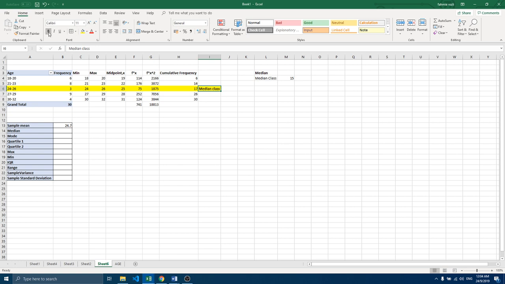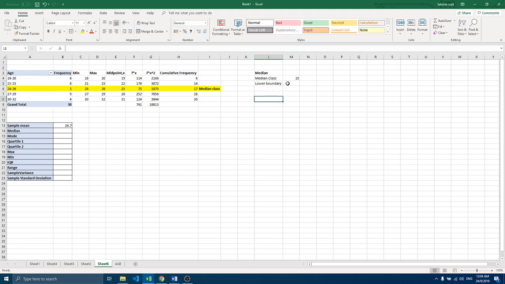Okay, so now from this median class, you have to identify your lower boundary. So your lower boundary, this one is 24. Before you reach 24, it is 23. Move to 24, in between is 23.5. So 23.5 is your lower boundary.